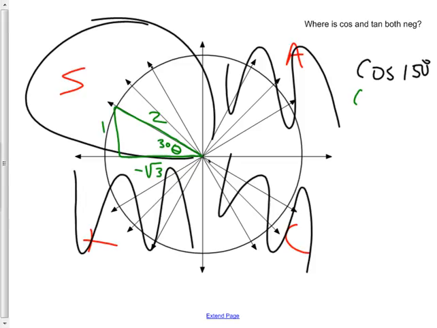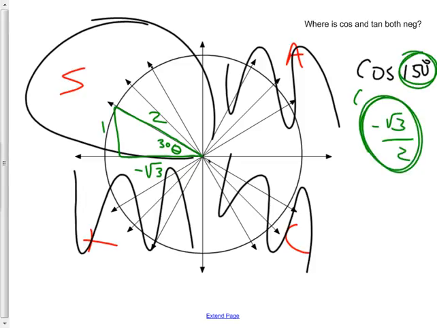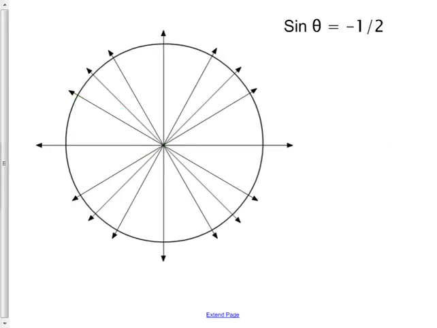Cosine is adjacent over hypotenuse. Adjacent is negative square root of 3, hypotenuse is 2. Negative root 3 over 2. Notice they gave me degrees, they wanted the sides. So there's the answer. Okay, moving on.